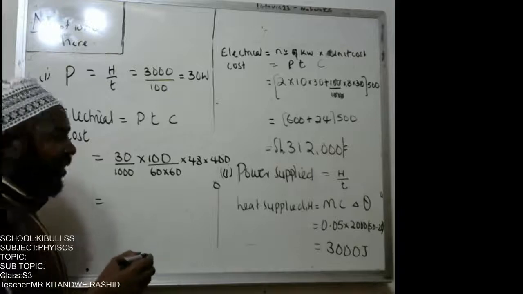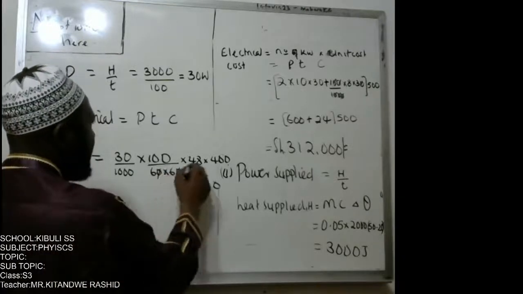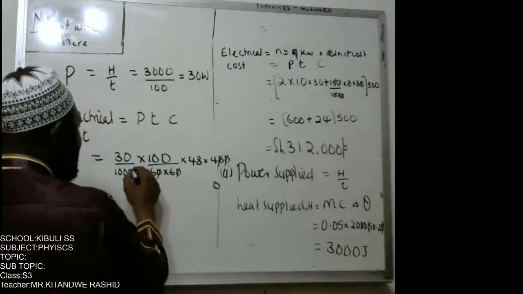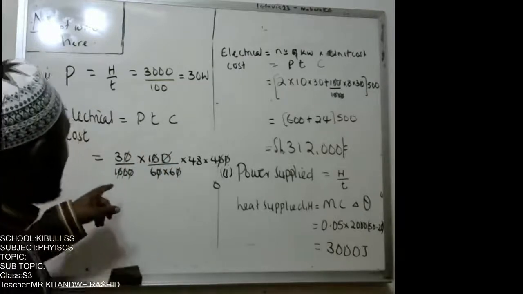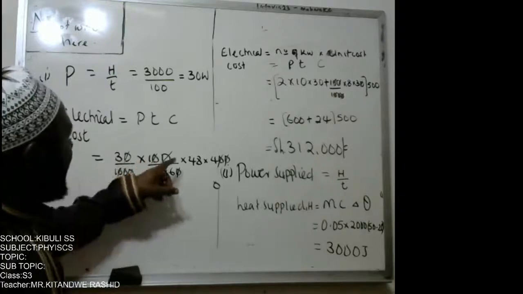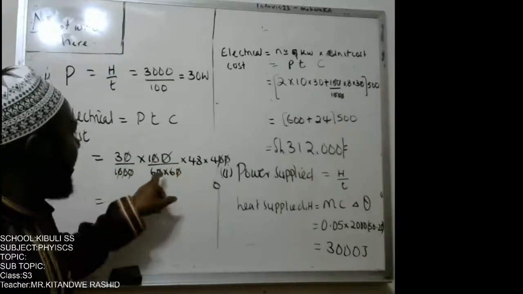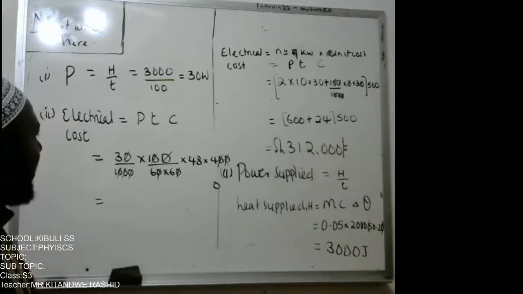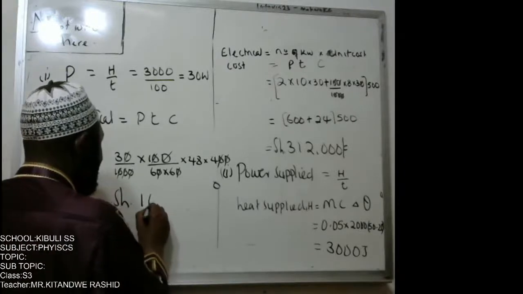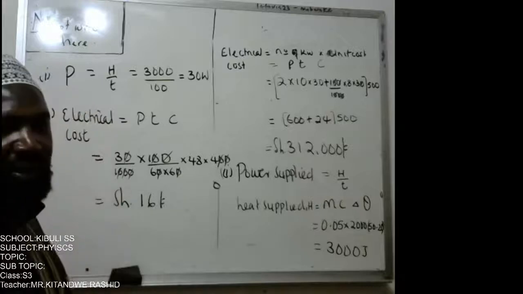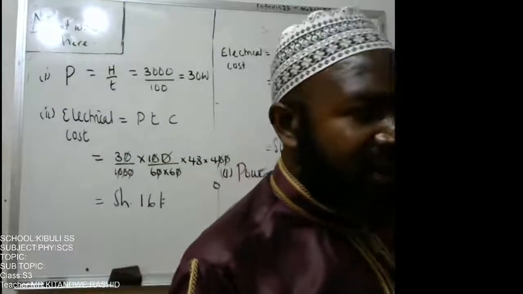Okay, finally all simplified. This one goes with this one, and this one goes with that. So I'm going to remain with 3 times 48 times 4 divided by 36. That gives 16. 16 shillings only. I think that was the answer that was given.